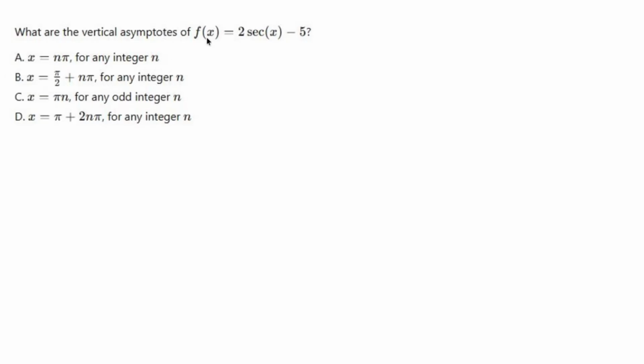What are the vertical asymptotes of f of x equals 2 secant x minus 5? All right, this is how I like to graph these. And yes, I'm going to attempt to graph this on my terrible computer. All right, first things first, we have an amplitude of 2.